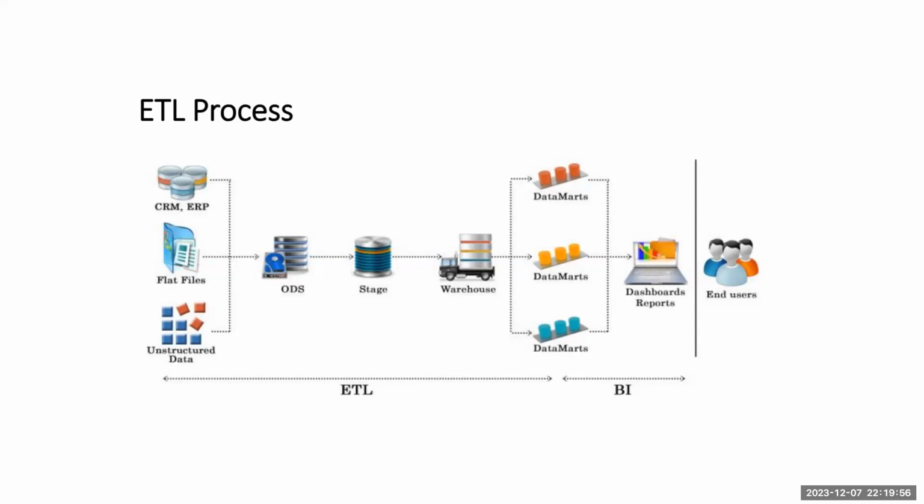Then all the transformation happens and the data comes directly to the warehouse. From the warehouse we build a data mart if it is required, or you can directly build on the warehouse data. Using warehouse data, you can directly build the dashboard or report. Building the dashboard or report is part of business intelligence, whereas extracting the data and loading it to the warehouse is called ETL. ETL is extract, transform, load.